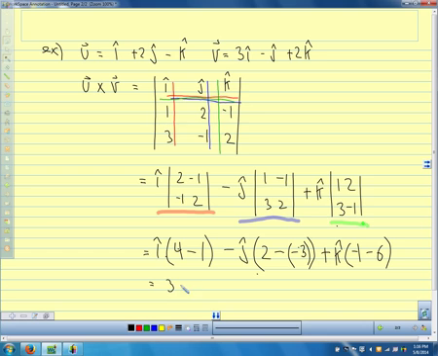So we get 3i hat minus 5j hat minus 7k hat. So this would be our cross product.